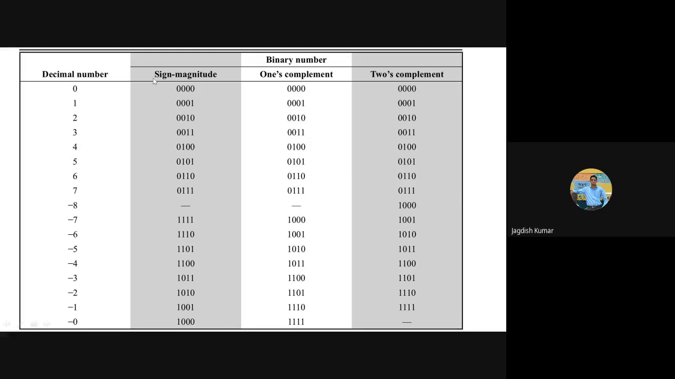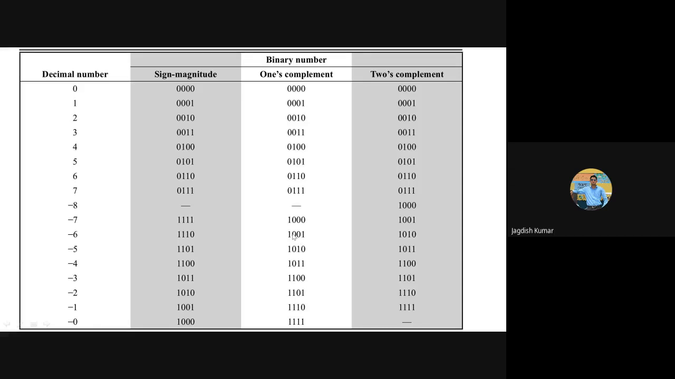If somebody asks you to write down -6 in sign magnitude representation, you should just make this 0 into 1, and this will be 1110. So 1110 will be -6. You can come and check here. This is -6 in sign magnitude representation. If somebody asks you to represent -6 in one's complement form, you will take the one's complement of each of these bits. So 1001 will be -6 in one's complement representation.